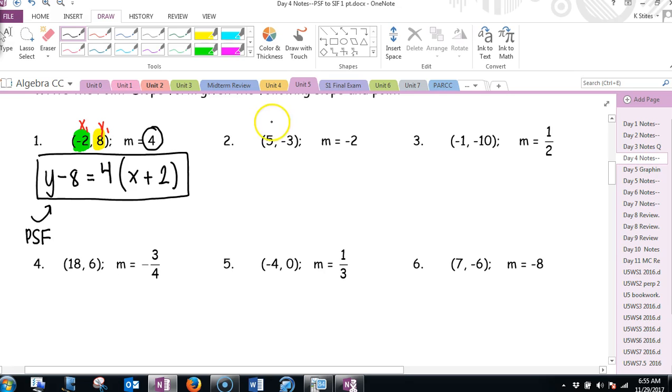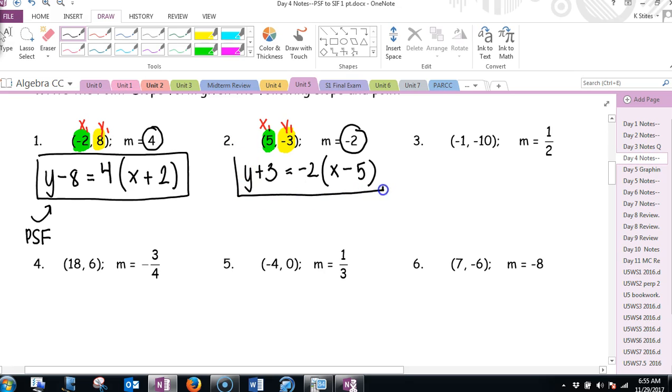Okay, let's try another one. This is x1, y1. Start with your y, opposite of your y-coordinate, equals your slope, parentheses, always an x, opposite of your x-coordinate. So this is a 5, we will use a -5. Okay, there's no distributing, there's no solving, this is it, point-slope form. The way I remember it is point-slope form has parentheses, P for parentheses. Alright, let's try another one.